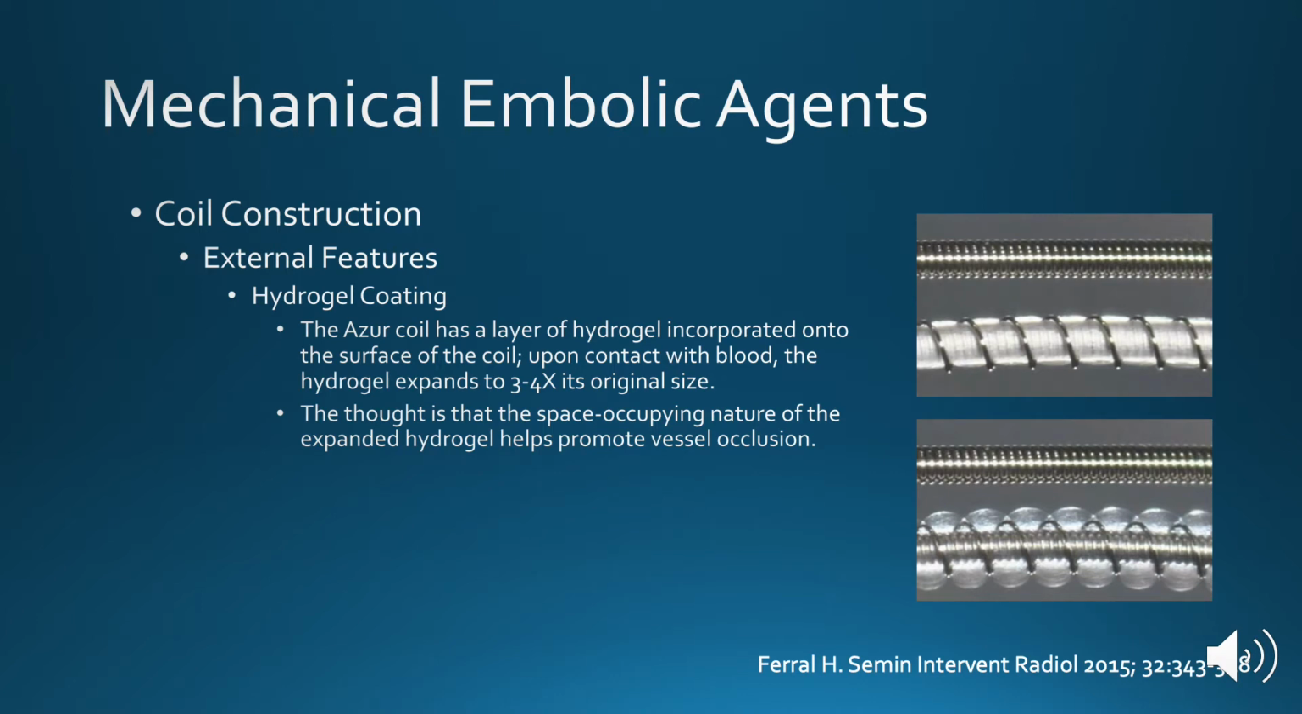There are also non-fibred coils that rely on hydrogel to help with the occlusion. The Azure coil has a layer of hydrogel incorporated onto the surface of the coil, and upon contact with blood, the hydrogel expands to 3 to 4 times its original size. And the thought is that the space-occupying nature of the expanded hydrogel helps promote vessel occlusion.